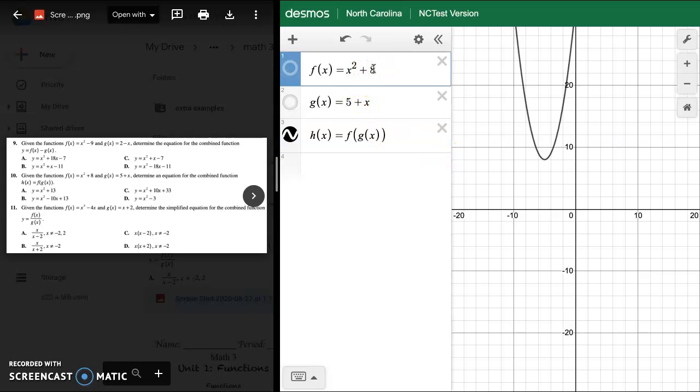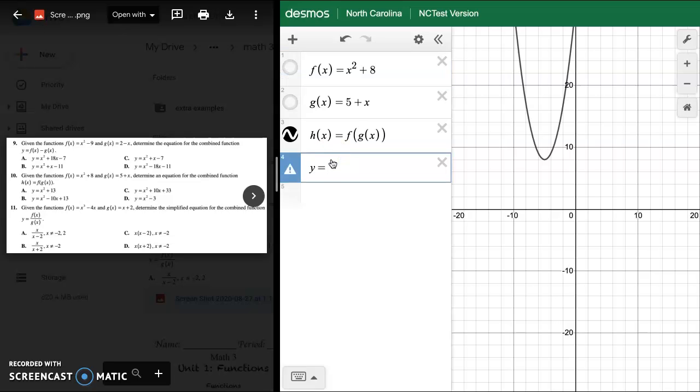So I have f of x is equal to x squared plus 8. That's typed in correctly. G of x is equal to 5 plus x. That's typed in correctly. H of x is equal to f parentheses g parentheses x parentheses parentheses. So now I've gone back, I've taken my time, I've double checked everything I had originally. So I'm just going to start over.